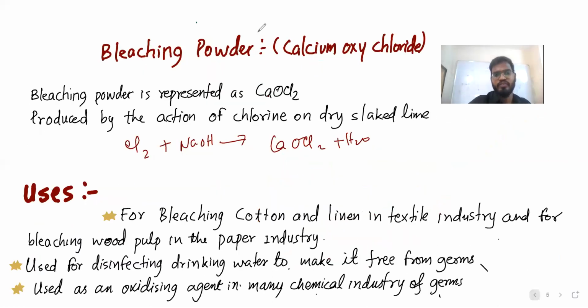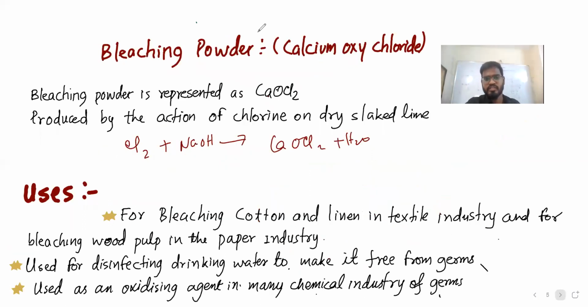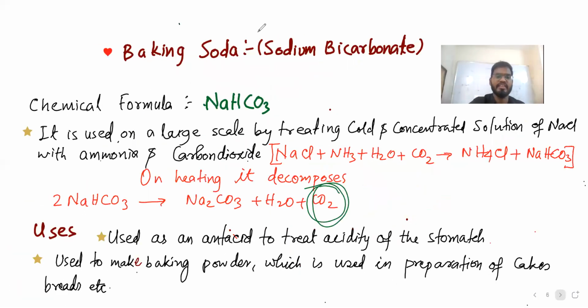So in today's class we have learned 3 salts. That is NaCl, common salt, and then we learned the uses of this. Then we learned bleaching powder, and then we have done baking soda. Till here you guys revise it properly. We will see the remaining 2 in the next class. Okay, we'll see in the next class. Bye.